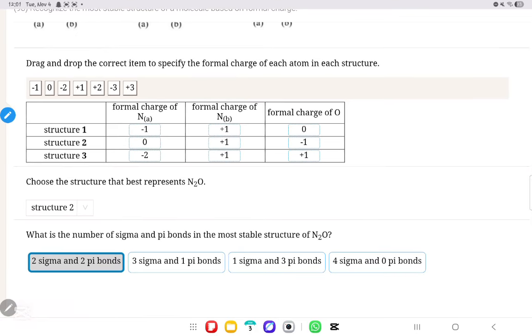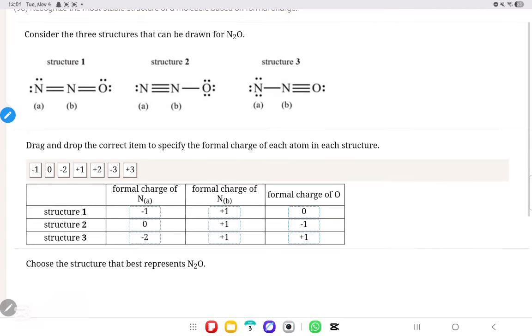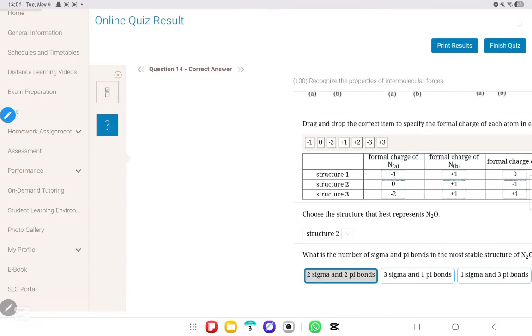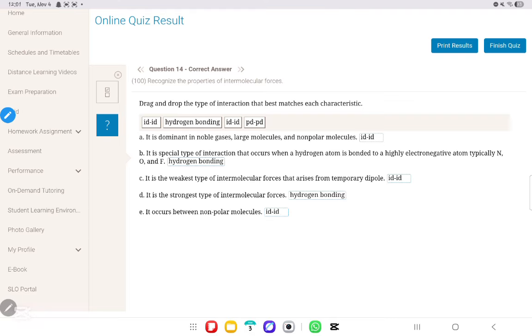Now, what's the number of sigma and pi bonds for the most stable structure? So we have 1 sigma, 2 sigma, 1 pi, 2 pi. So 2 sigma and 2 pi. We move on to question number 14.